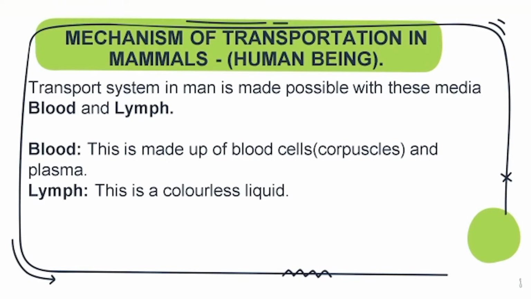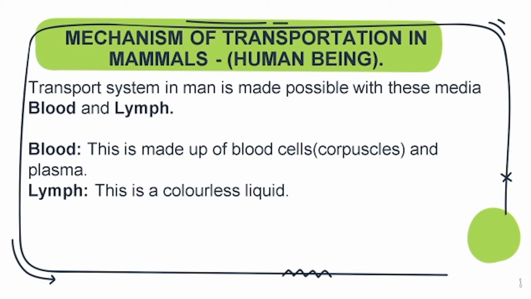Now that we know the materials that are moved, how are they being moved? Are there vehicles moving them from one place to another in the body? Just like in a normal transport system, we have means of transportation. Some will say by land, by water. So also in the body, we have two media responsible for the movement of materials from one point to another. Two major ones. The first one is the blood.